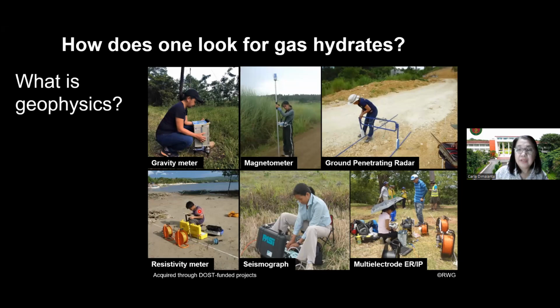So here we have now a variety of equipment. We have equipment that we can use to do gravity surveys, magnetic surveys. This is our version of a GPR. I'm sure if you Google a GPR on the internet, you'll see different types of models, different from what we have here. This is a traditional electrical resistivity meter. This is a seismograph, and this is a multi-electrode electrical resistivity induced polarization equipment. So we have various equipment that can be used for various targets.